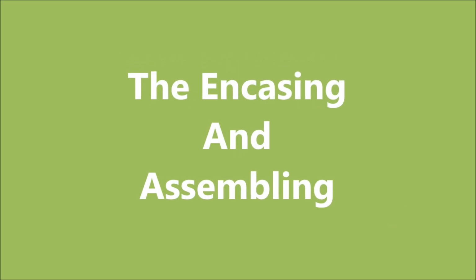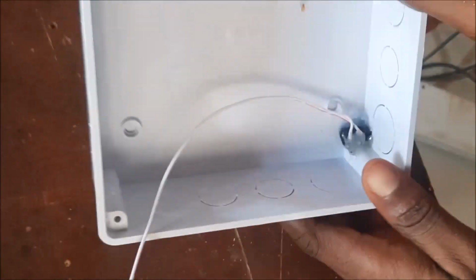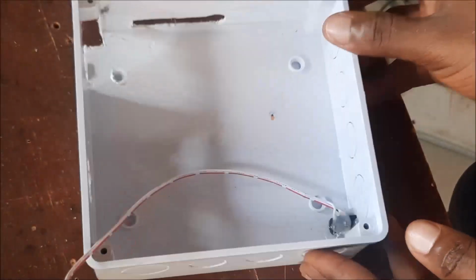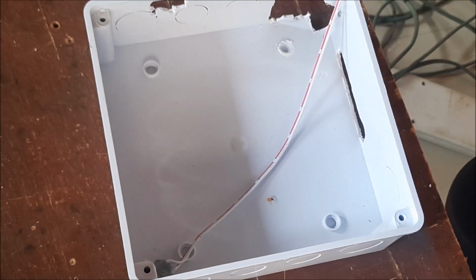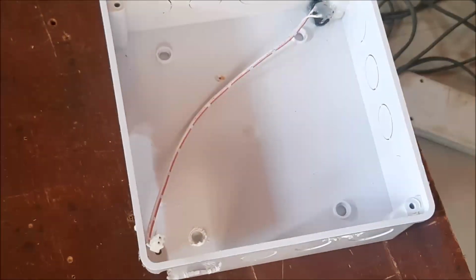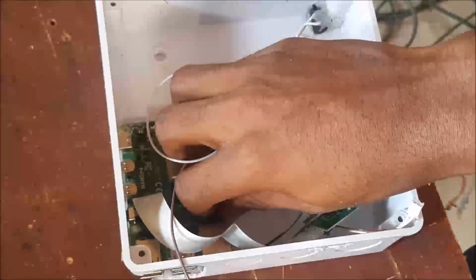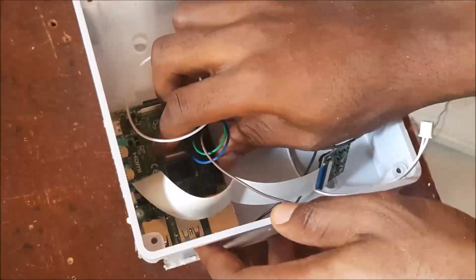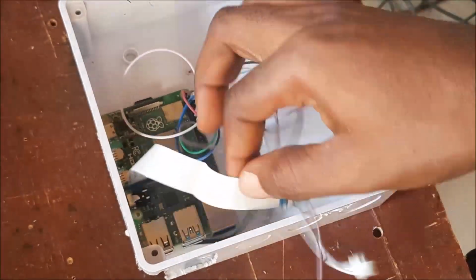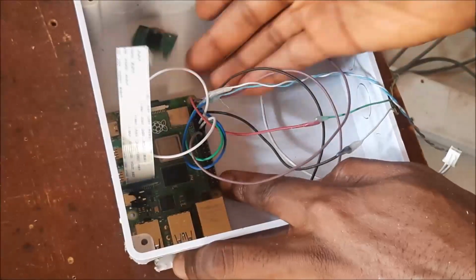Now let us proceed to encasing and coupling the project design. To encase the Raspberry Pi 4B and the Arduino board, we had to use a 6x6-inch plastic box as shown here. Some openings were made in it. These will allow air vents and entry for connections and power points.